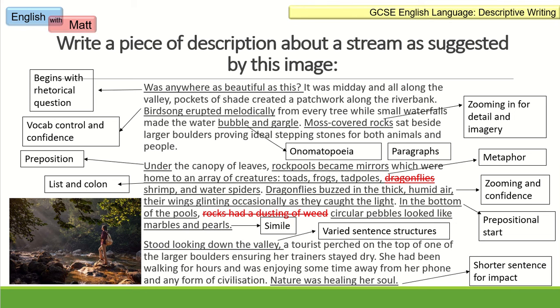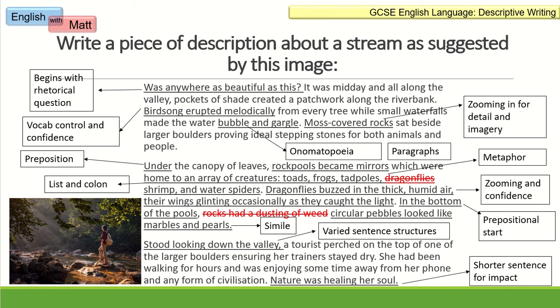So you can see here we start with a rhetorical question, which is quite an effective way to begin your writing because it intrigues the reader, it hooks them into your writing. And again, there's just a confidence with punctuation. We've got a colon here. Commas are quite good. We've got some lovely detail, some onomatopoeia.